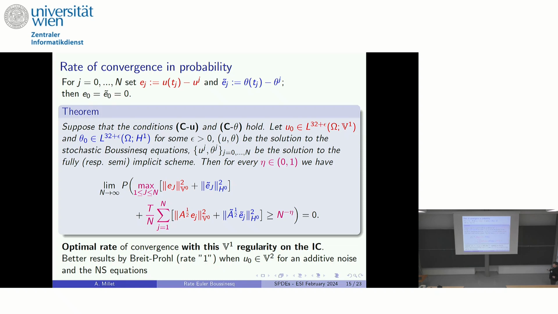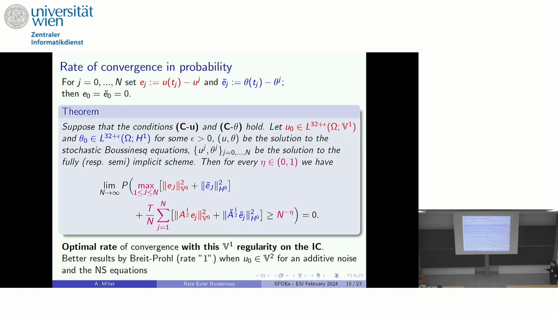This bound, of course, has got to go to 0, and the rate is going to be eta. And you want that the probability that this term misbehaves, namely is larger than n to the minus eta, goes to 0. In that case, we'll say that the rate of convergence is eta in probability. We were able to prove that, provided that eta is strictly less than 1, which means that we got a rate of convergence in probability which is almost a half. I believe that this is the best we can do with these kinds of assumptions on our initial conditions.